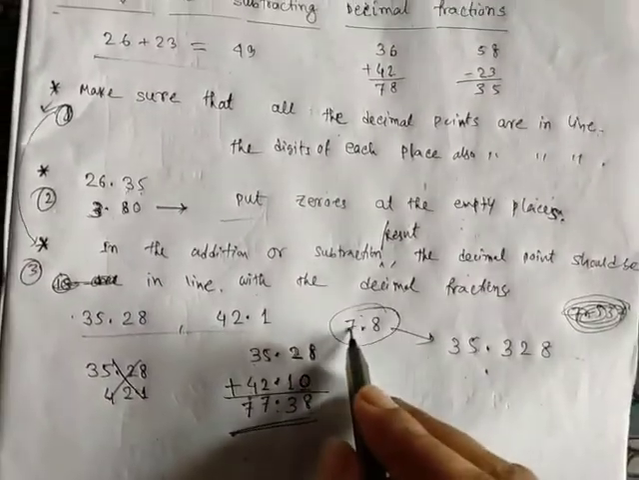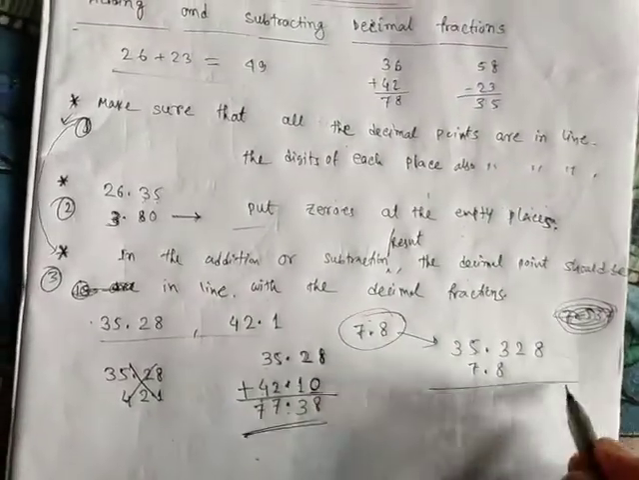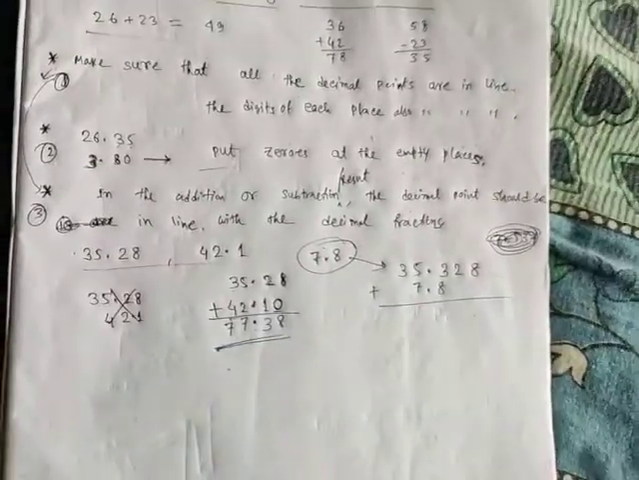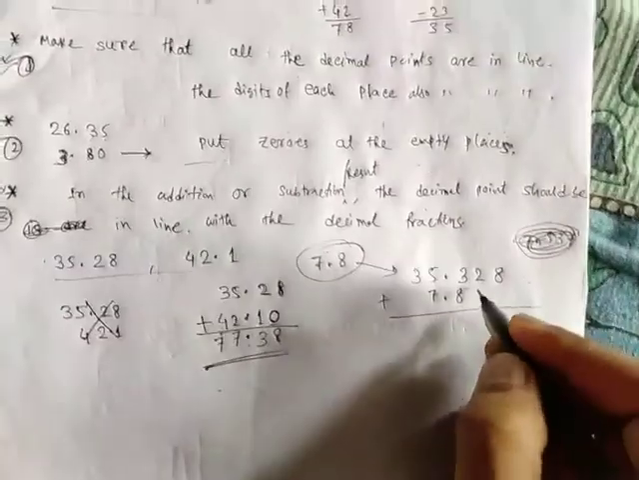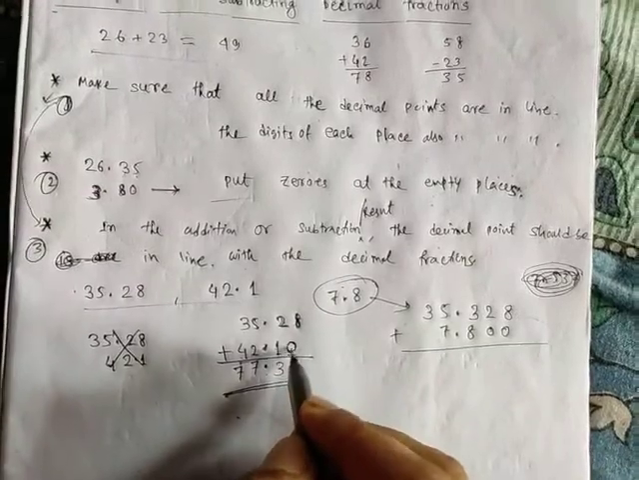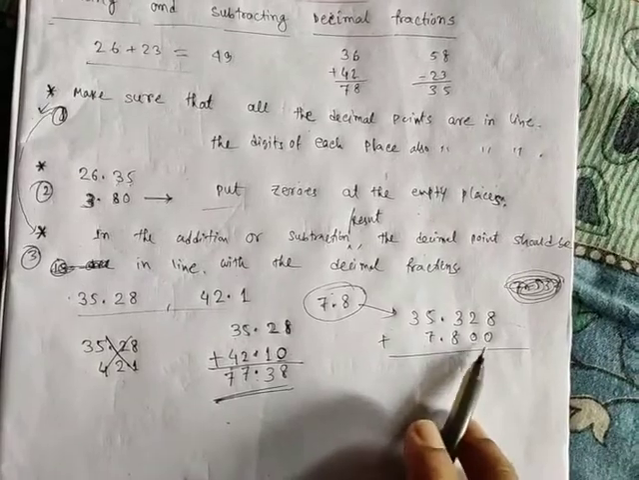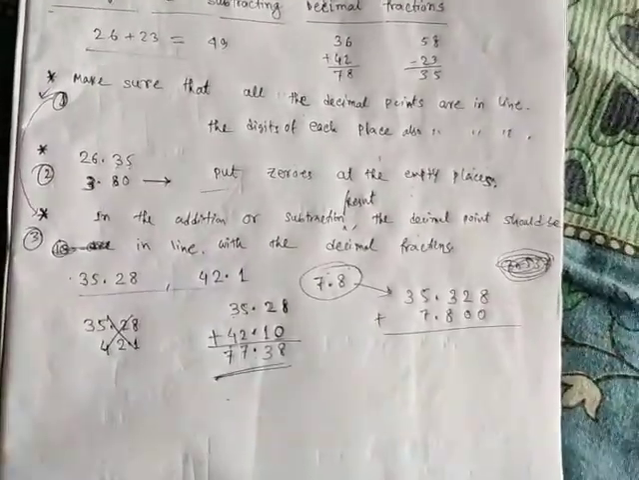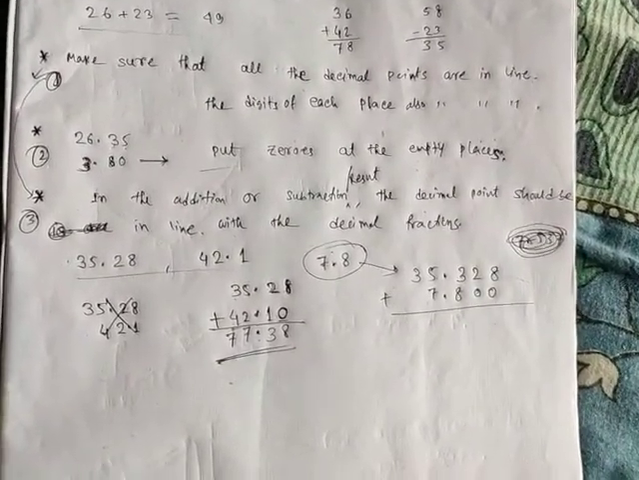So now write 7 in the ones place and 8 in the tenths place. So see, you have to do the addition. The rest of the places are empty, and you can fill them with 0. Here you have 2 empty places, so you can put 2 zeros. In that case I used 1 zero, but here I can put 2 zeros. If you want to put 3 zeros, you can. If you want to put 4 zeros, you can.